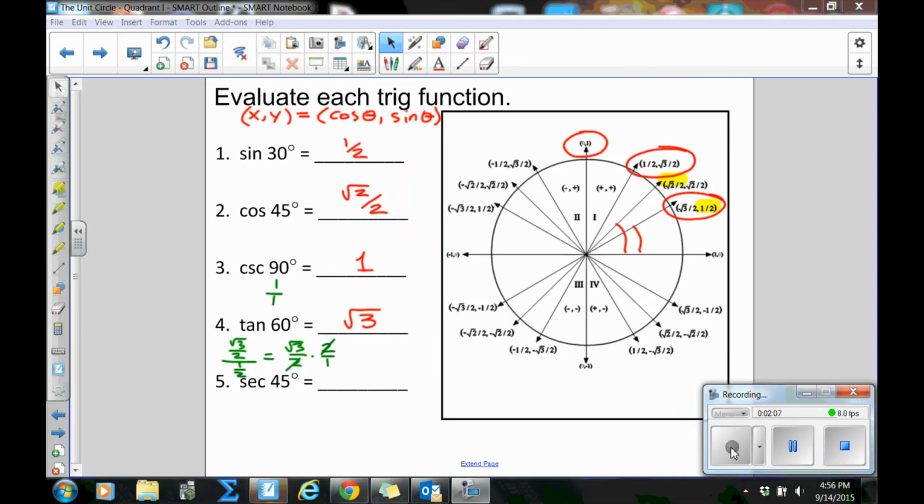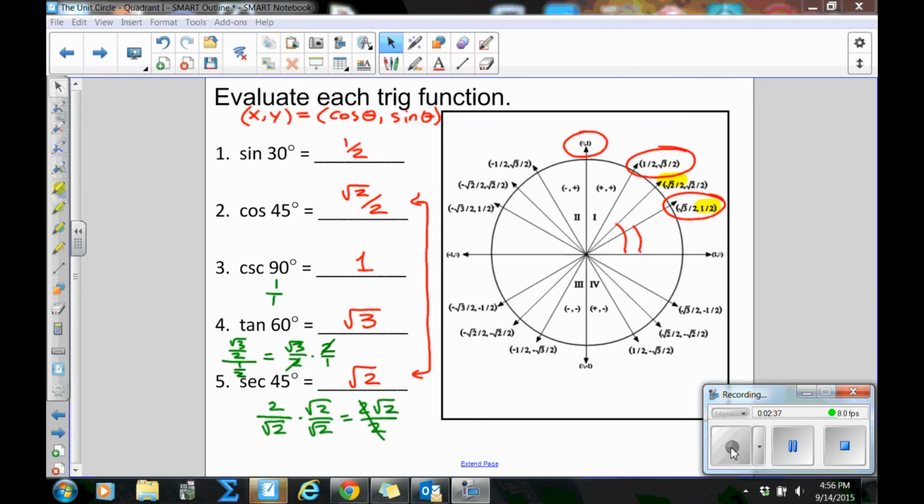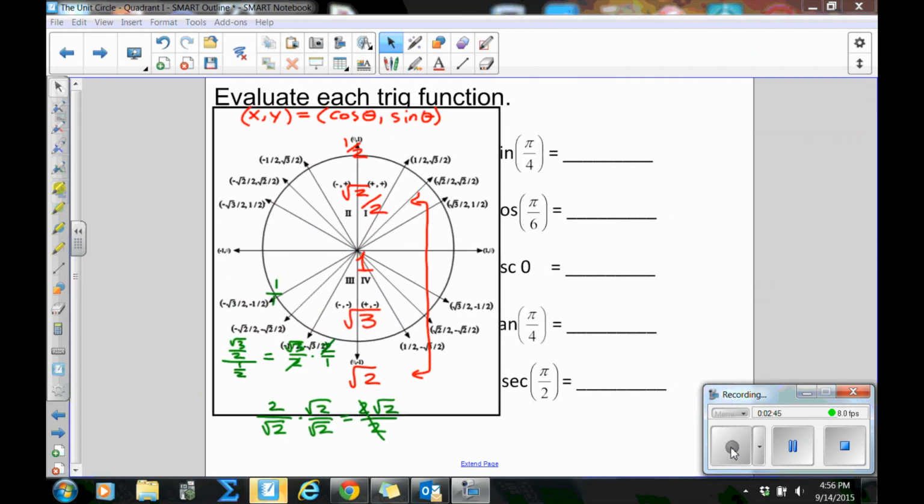The secant of 45 is the reciprocal of cosine of 45. So the reciprocal right here. The reciprocal of root 2 over 2 is 2 over root 2. We rationalize. And 2 root 2 over 2 simplifies. That makes the secant of 45 degrees root 2. Drag my unit circle so we can do the others.